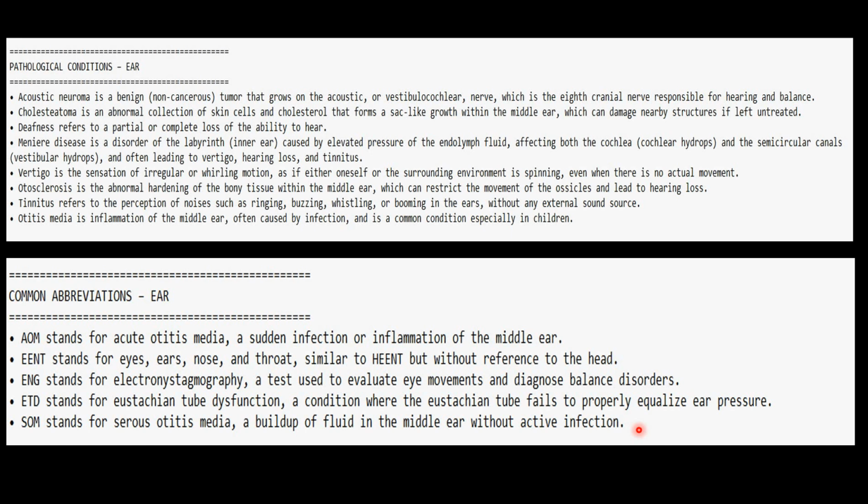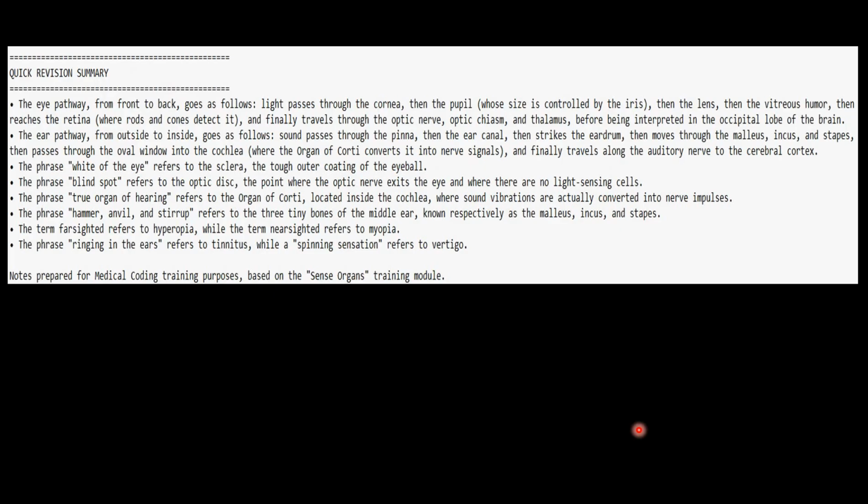Okay, I think we are good with this thing. We talked about pathological conditions of the ear and also the common abbreviations related to the ear. Now I'll give you a quick summary, because we have covered both types of special sense, ear and eye. Okay, so let's quickly review it. Just revise it.